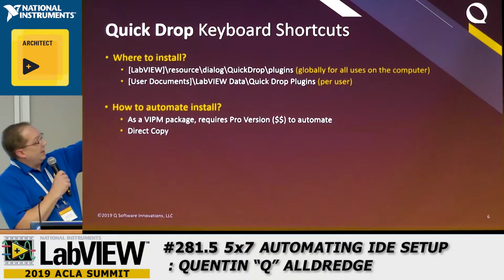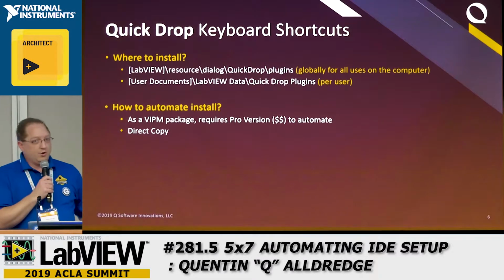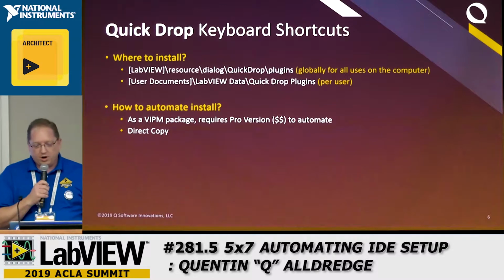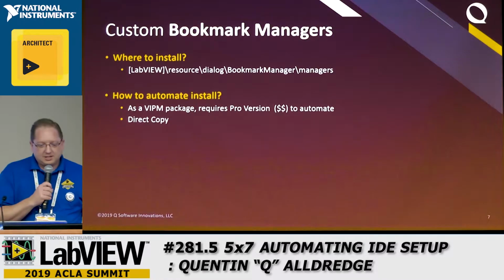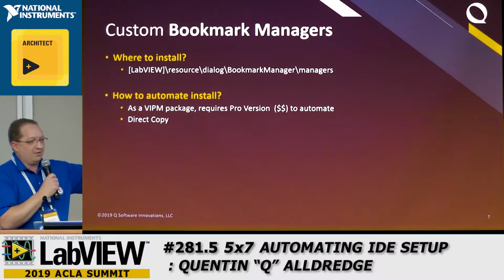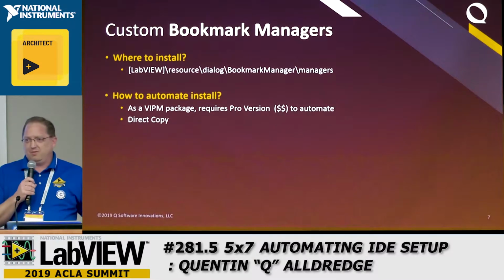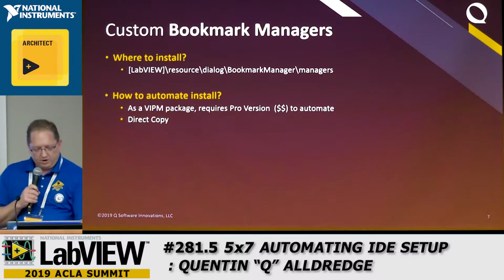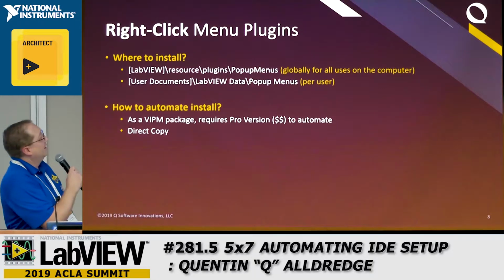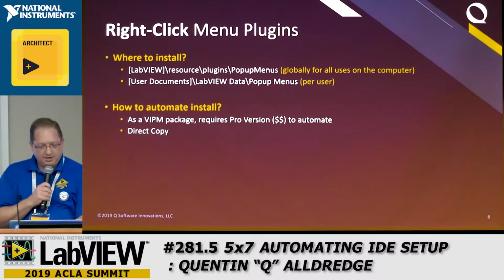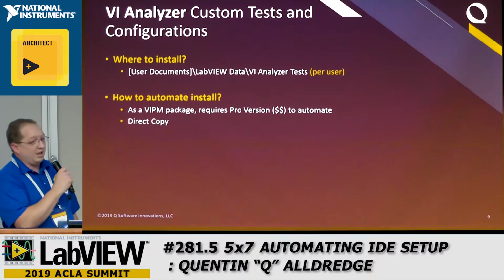If you didn't know, that's where they live. There are 2 places you can put them. How can you automate them? Well, you could do it through a VIPM package, or you can do a direct copy and just script it yourself. Okay, custom bookmark managers. There's where they live. If you have custom bookmark managers, again, you could do a VIPM package. I think you can do that with bookmark managers, I've never tried. Or a direct copy. Right-click plugins, that's where they live. They can live in 2 different places as well. Or you can direct copy. All right, you've kind of seen the theme here. VI Analyzer custom tests. There's where they live.